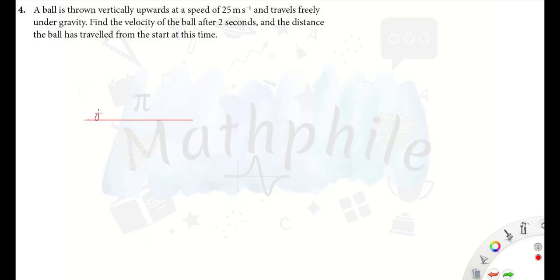So there is level ground, and this was the speed at which it was projected. The speed it was projected with was 25 meters per second. So let's set up the Suvat.